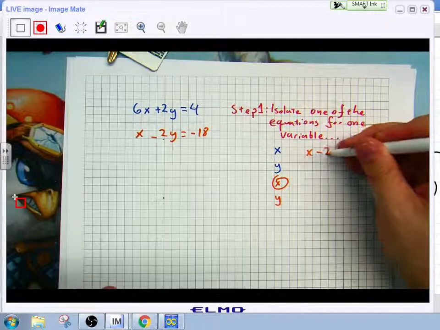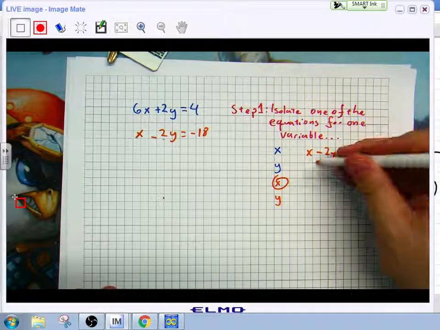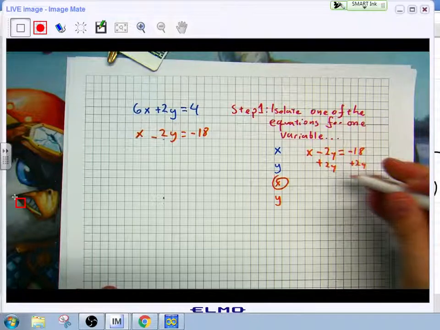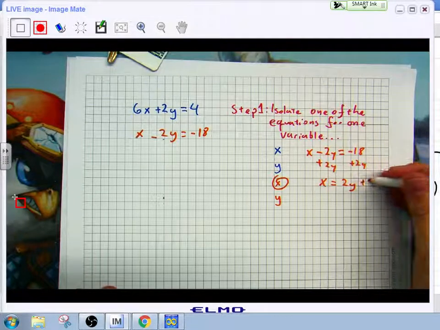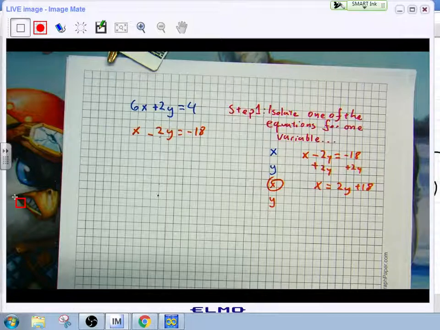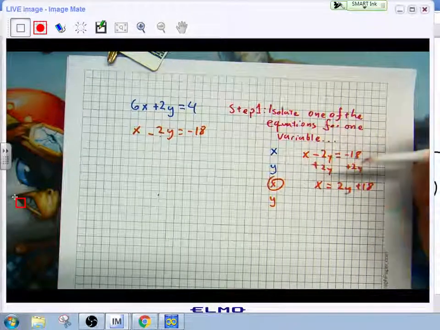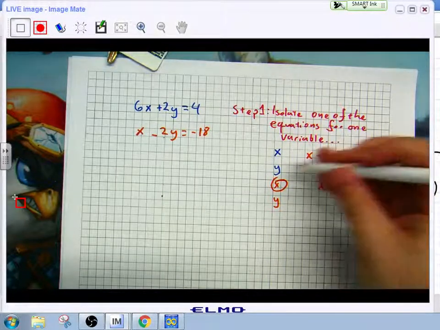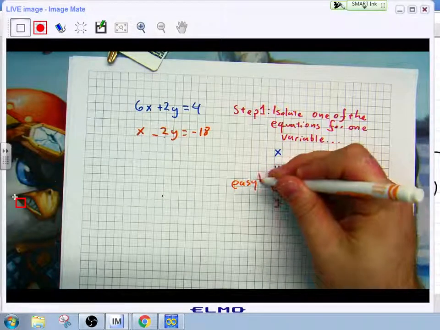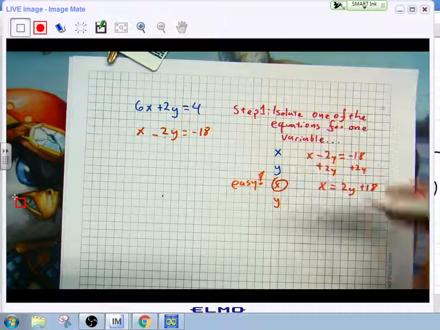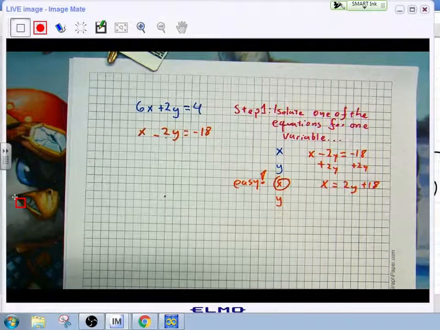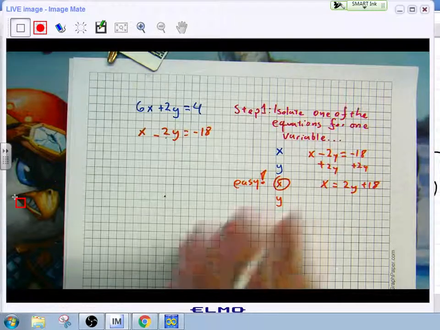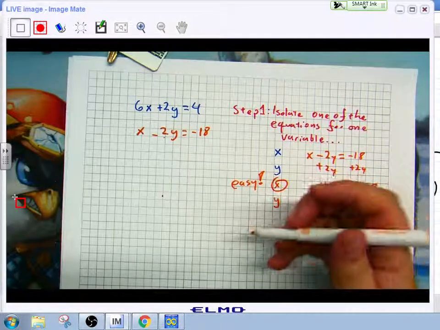I have x minus 2y equals negative 18. If I add 2y, I have x equals 2y minus 18. I'm done. I have isolated it for one variable. I didn't have to multiply or divide. All I had to do was add. So this was the easiest. This one was the easy mode. The other ones, the blue equation or doing this one for y, would have gotten you there. There were 4 different ways to attack this problem. Any way would have gotten you there, but this was the easiest way.